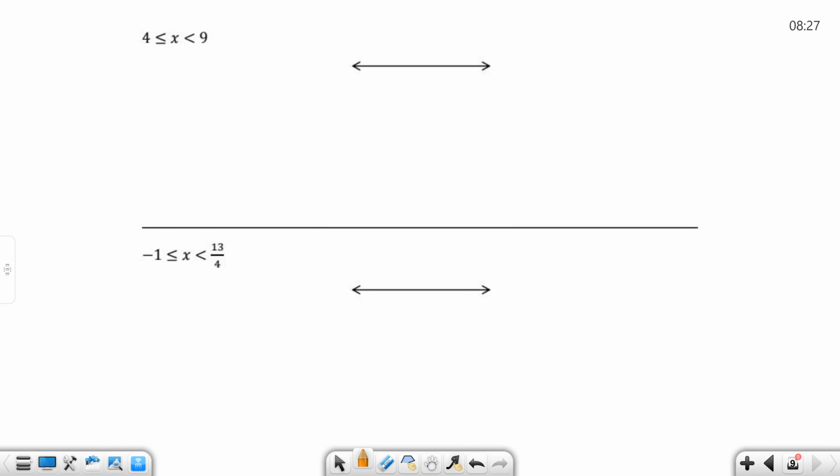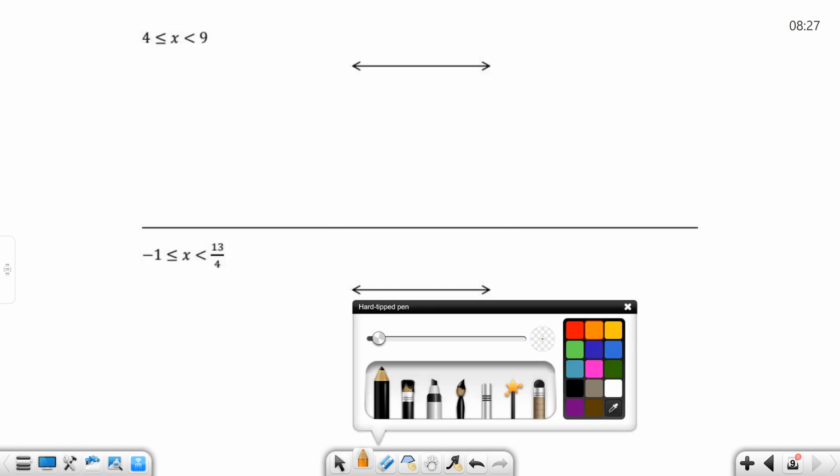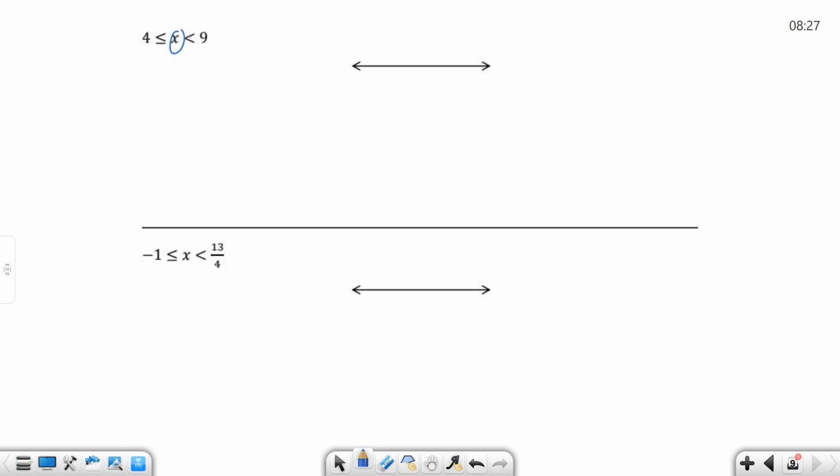So let's look at these two. Now, this looks a little different here. 4 less than or equal to x less than 9. Well, this time x is between two numbers. So I need to make sure this makes sense. Is 4 smaller than something that's smaller than 9? So is 4 smaller than 9, is how I could read that. Yes, 4 is smaller than 9. So this checks out and makes sense.